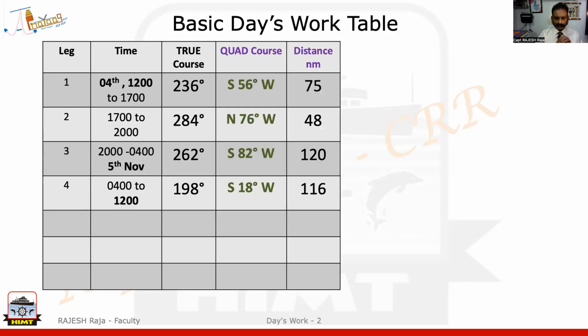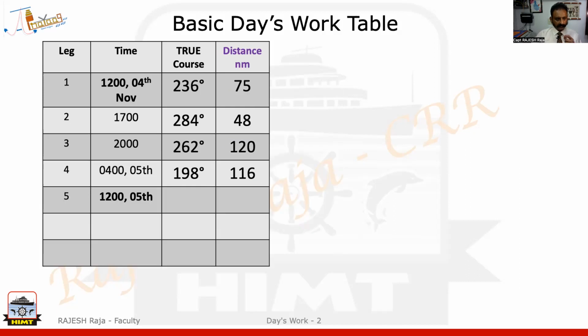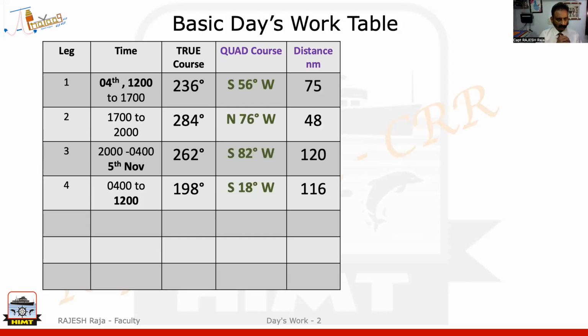Now, please look at this next slide. You can see there's a small change. I had written 5 legs because I included a 5th leg as 12 o'clock on the 5th. But you should remember, we are finishing our noon at 12 o'clock on the 5th. So effectively there are only 4 legs. That is why I've made just 4 legs. Please look at the change in the first column itself, the time column.